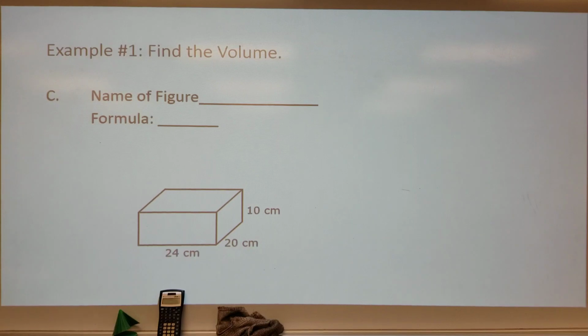This is a rectangular prism. So our base is a rectangle. The volume is going to be the area of our base times the height.